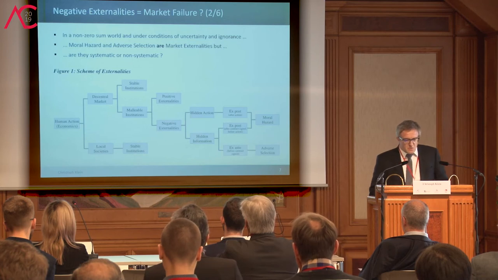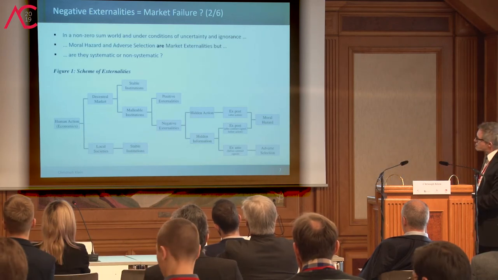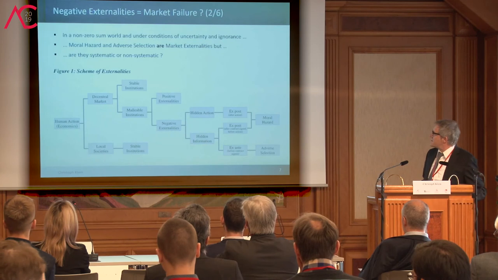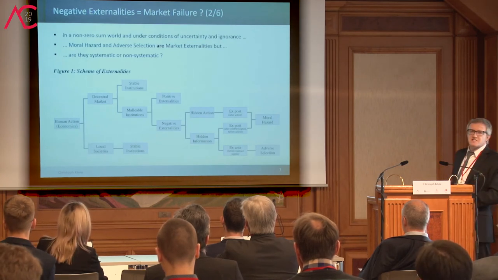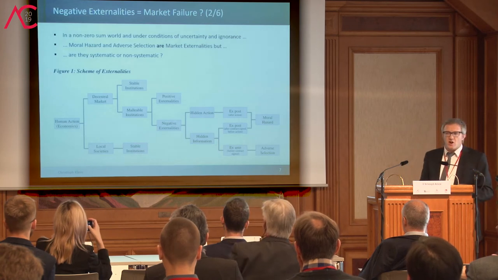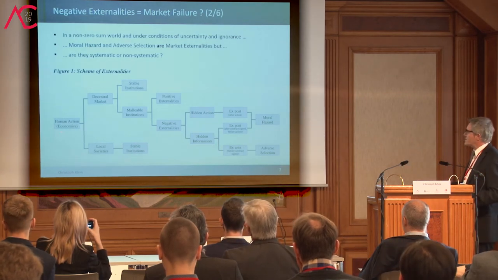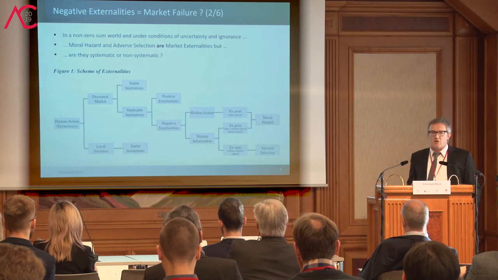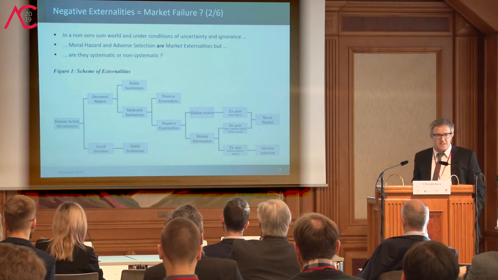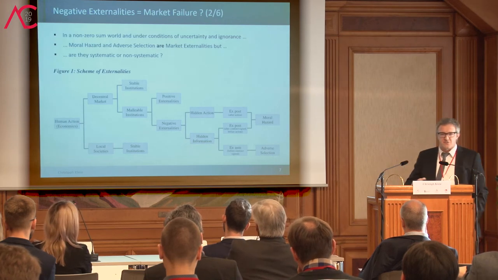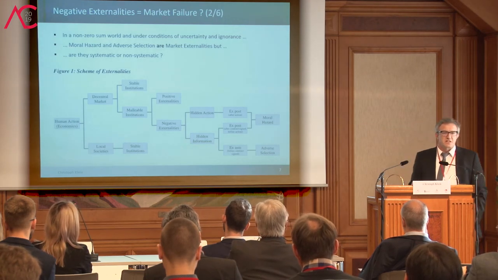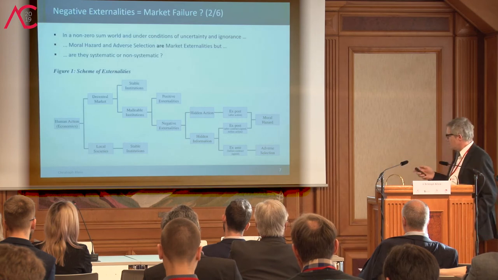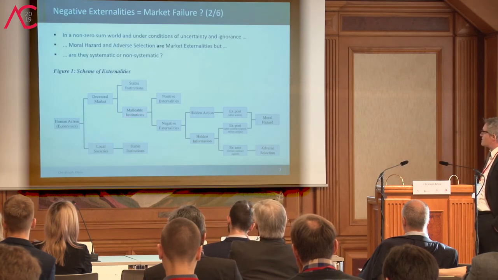So my approach is that in a non-zero-sum world, under conditions of uncertainty and ignorance, are the market externalities, moral hazard and adverse selection, systematic or non-systematic? And they are non-systematic. So the point is, if you look at human action, you have stable local societies. They don't talk about institutions. Autochthonous societies, they are stable and they keep where they are. I'm living in South Africa. If you travel through many regions of Africa, you still have societies with extremely stable institutions. So they are not going to talk about malleable institutions.